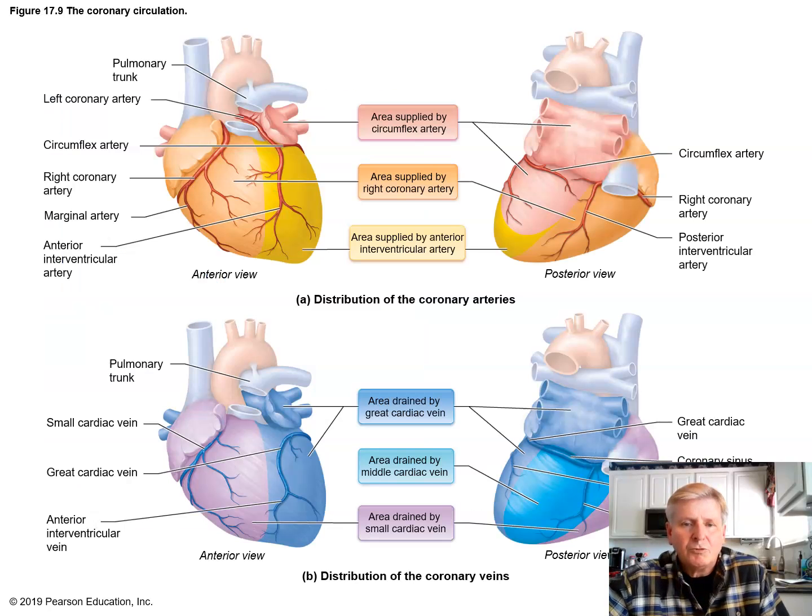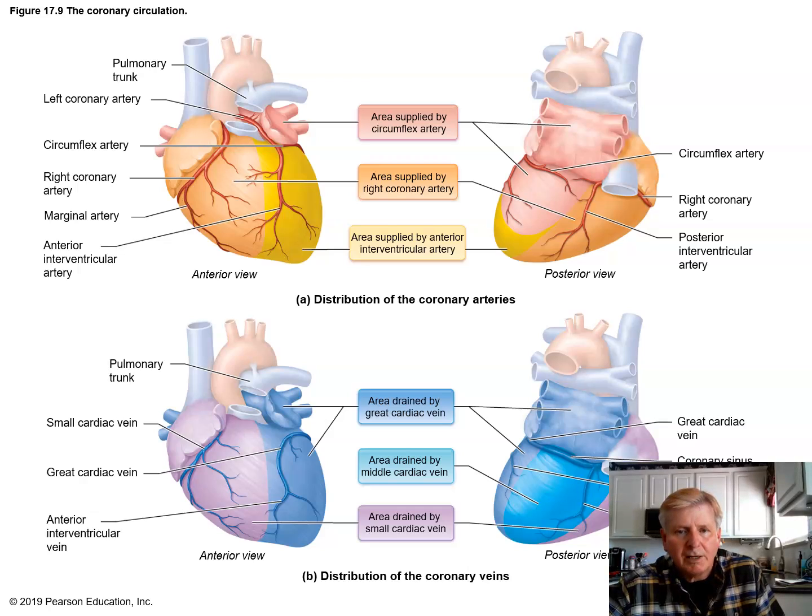So this is the distribution of the coronary arteries on top in figure A and the coronary veins on the bottom. Okay, as you can see, the anterior interventricular artery courses on top of the left ventricle, and then the right coronary artery courses between the right auricle and the right ventricle, and then the left coronary artery will bifurcate, will split into the LAD artery and the circumflex artery, which then courses through that atrioventricular sulcus and goes behind the heart.